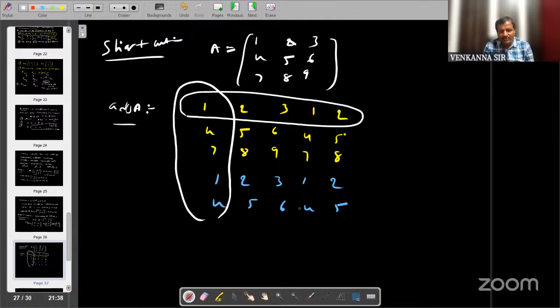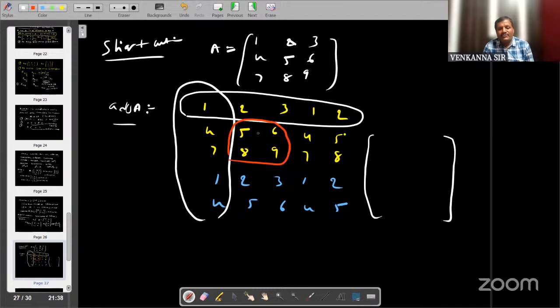For the rest of the elements, what you have to do here is the adjoint. First, the 2 by 2. For this first 2 by 2, find the determinant of 5, 6, 8, 9. What is the determinant? If you are observing here, 5, 6, 8, 9 determinant first.